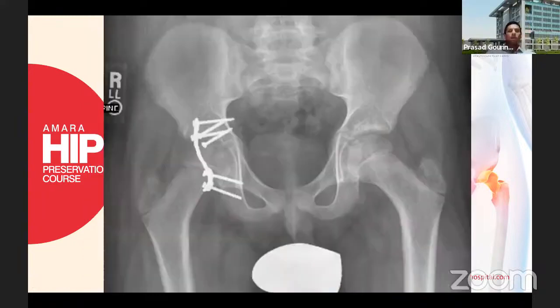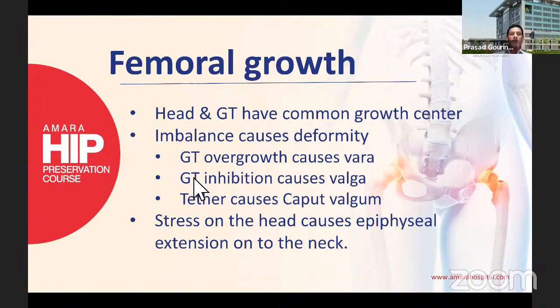Femoral growth. The head and the GT have a common growth center. So any imbalance between the growth of the GT and the head can cause a deformity. If the GT overgrows, you get coxa vara. If the GT is inhibited, you get coxa valga. GT inhibition is more from abductor weakness. And if there's a tether between the head and the GT, you get caput valgum. The head goes into valgus because the head is not allowed to grow normally on the lateral aspect.